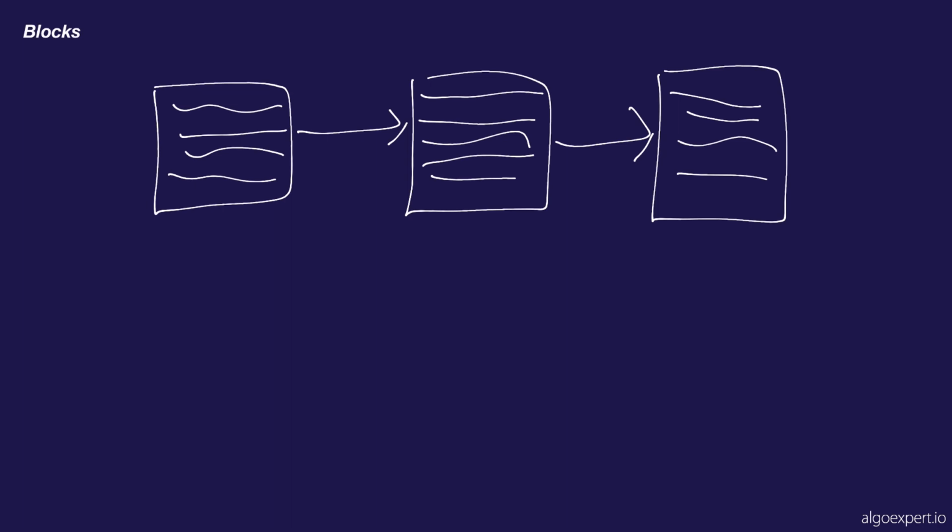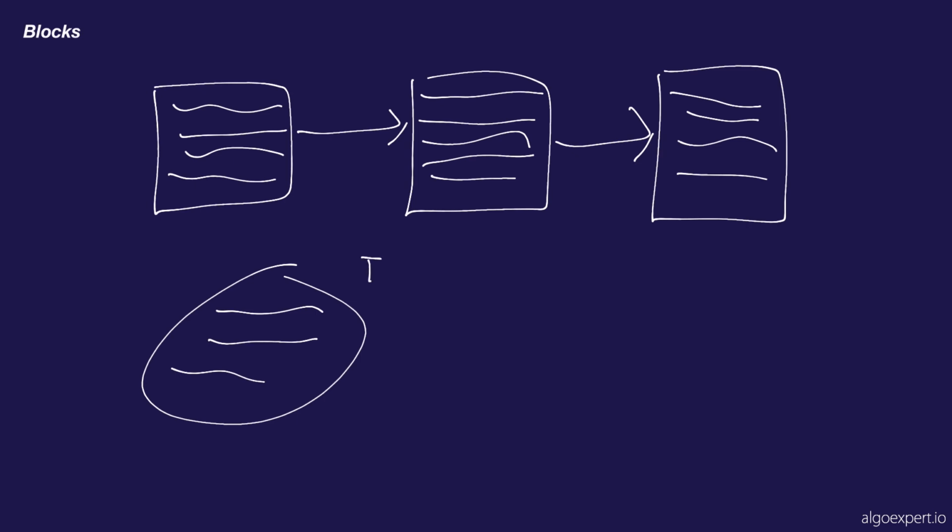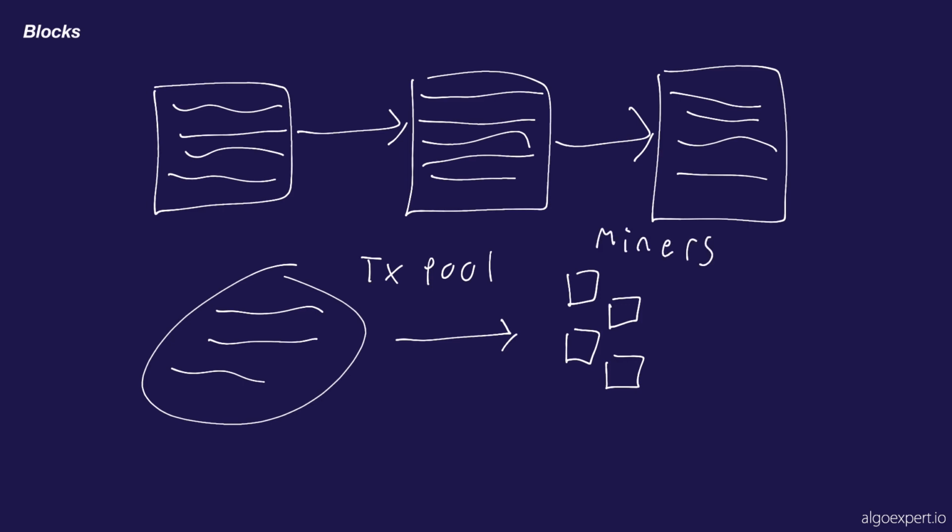So the way that we actually create a block is we start by having a transaction pool. Now, this transaction pool is going to have a bunch of transactions that have been submitted but have not yet been verified. And then we're going to have a bunch of miners. Now, I'm just going to represent the miners with a bunch of blocks here. Just imagine these are all computers. So we have our miners. What the miners do is they look at the transaction pool, they collect a bunch of transactions, and then they attempt to create a block.